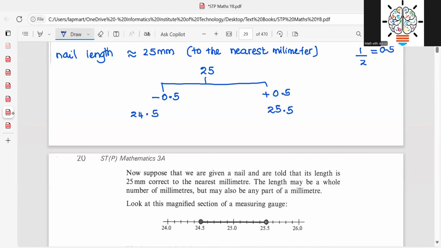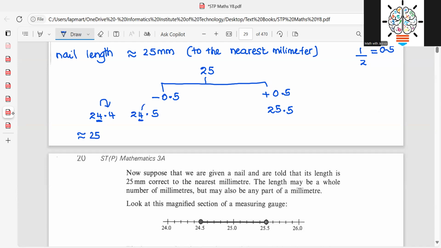Now I'm going to explain you. So what happened? If you have 24.4, children, right? Let's say the actual nail length is 24.4. When you correct it to the nearest millimeter, you want to underline this value, no? That is the millimeter value or the unit value. And you look at the next number, you don't want to do anything. Approximately, I can write this as 25.